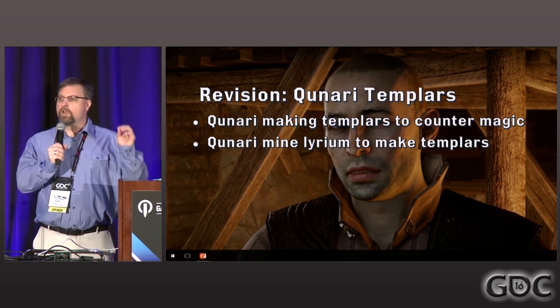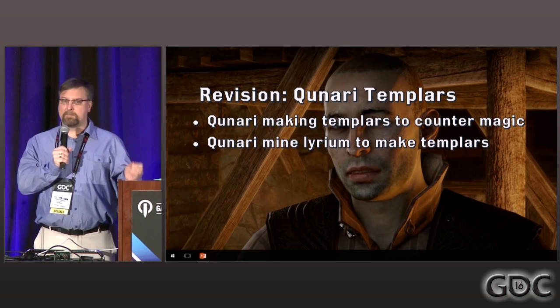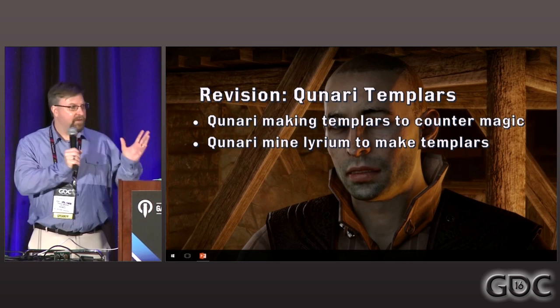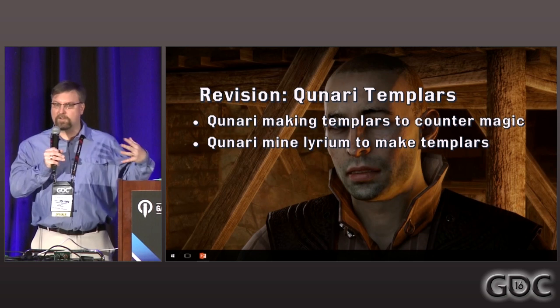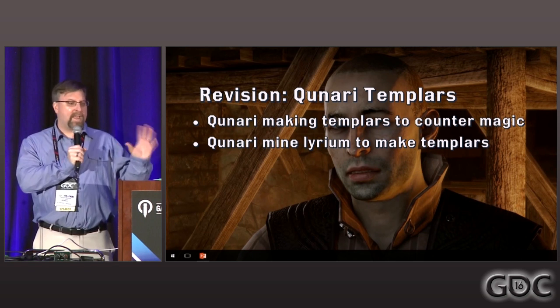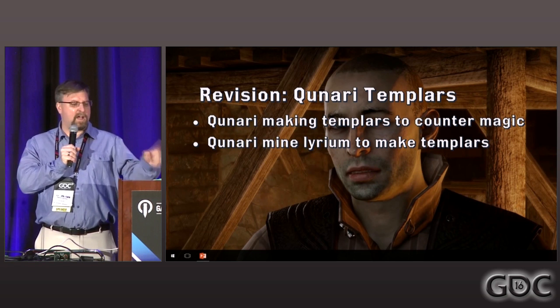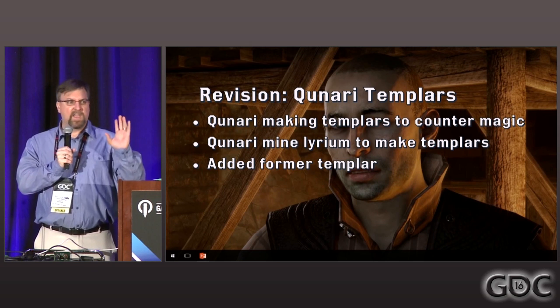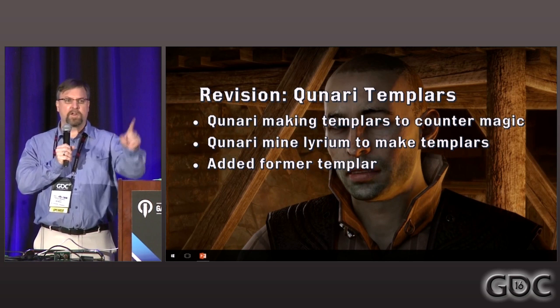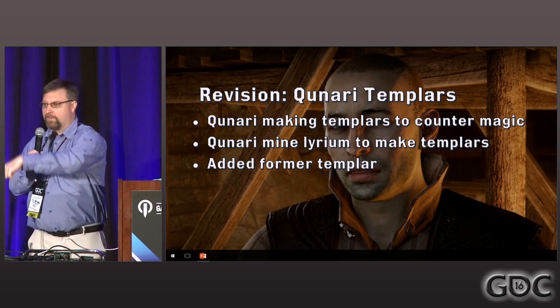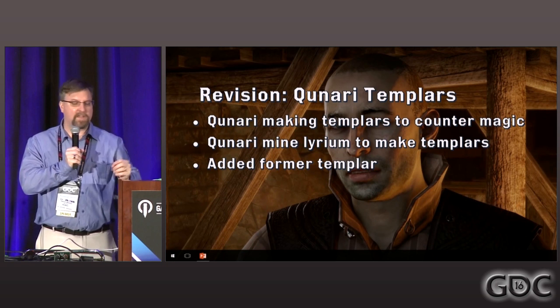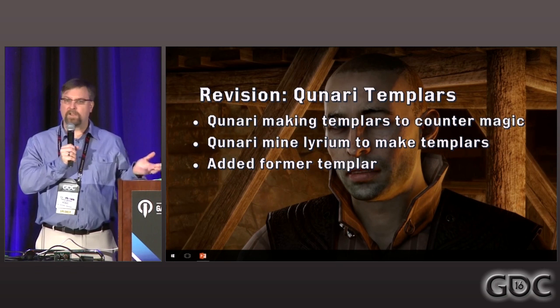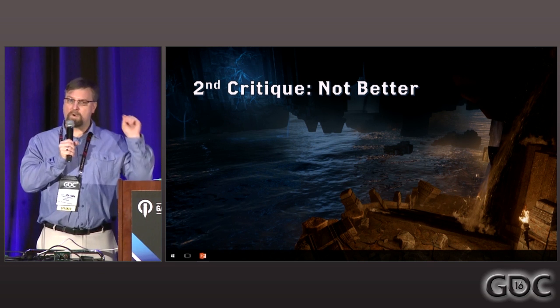Now, the only way to make Templars in the Dragon Age setting is to use lyrium, the magical mineral. So what if the Qunari were mining lyrium to make Templars? This actually works. This could bind the IP together. This could help things make sense. We added an information giver, a former Templar. We put him in the middle of the dungeon, and we thought, okay, he's going to explain that the Qunari are here mining lyrium to make Templars so that they can suppress our mages when they invade the south. This is going to make the whole DLC better. Or not.